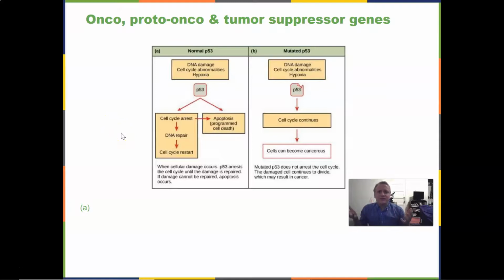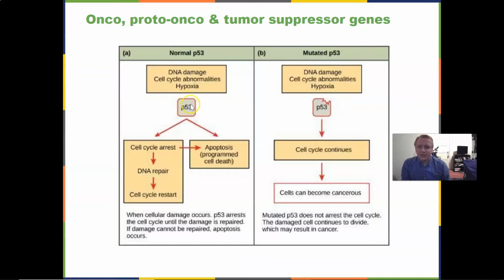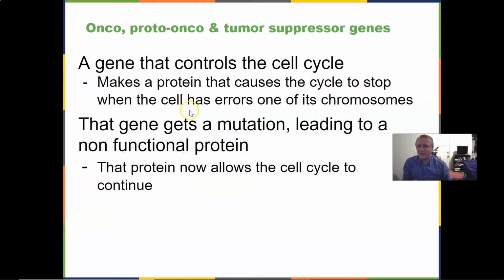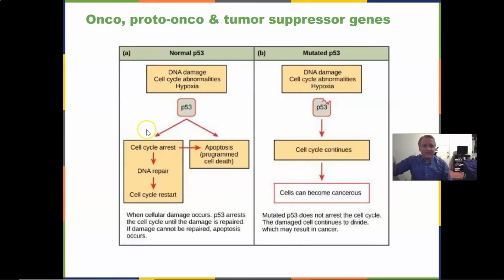And the last category of gene is this thing called a tumor suppressor gene. So here is our tumor suppressor gene, P53. And by the way, tumor suppressor genes are kind of exactly what they sound like. They stop cells from continuing through the cell cycle. Actually, this is exactly like the example I just gave you. In this case, this is a proto-oncogene, P53.